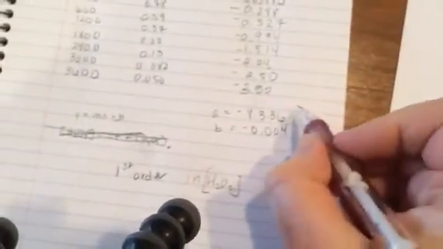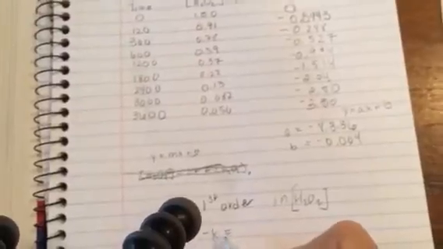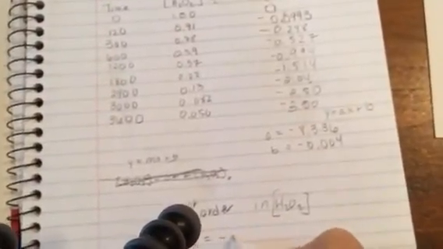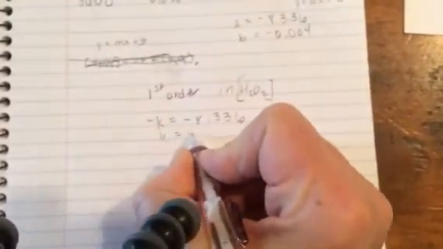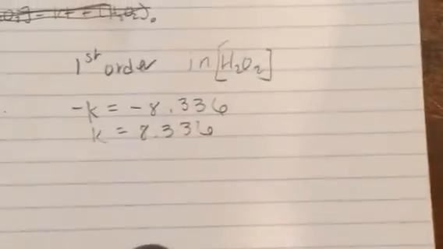Now, what are we going to do with this A and B that we wrote down? A was our slope, because it was y equals ax plus b. And if we go back to our equation here, the slope is minus k. So minus k, k being also our rate constant, equals minus 8.336, which means k equals 8.336. So now we know our rate constant.